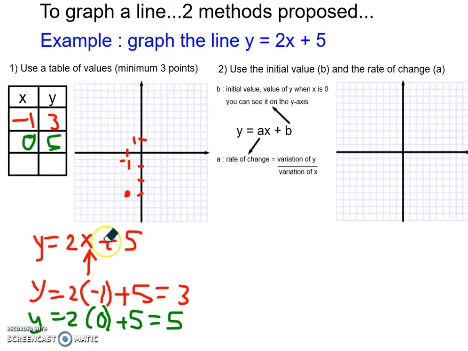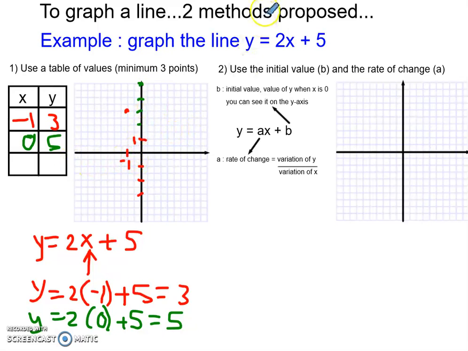Oh, sorry guys, I just realized that I didn't graph my red point. Okay, my red point should be at -1, 3. So 1, 2, 3, I'm going to put it here. Okay, sorry. My green dot is at 0, 5. So 1, 2, 3, 4, 5. My point is going to be there.